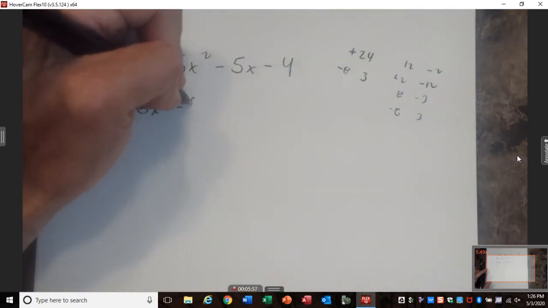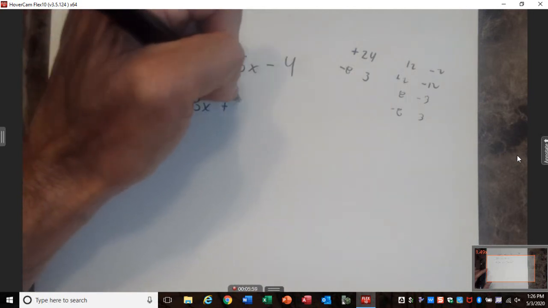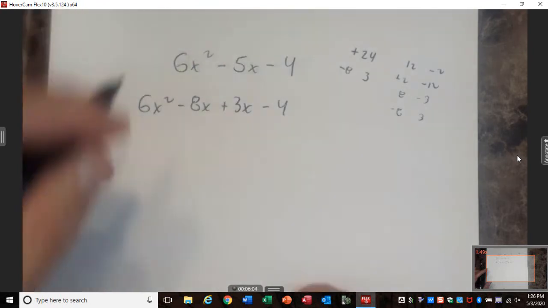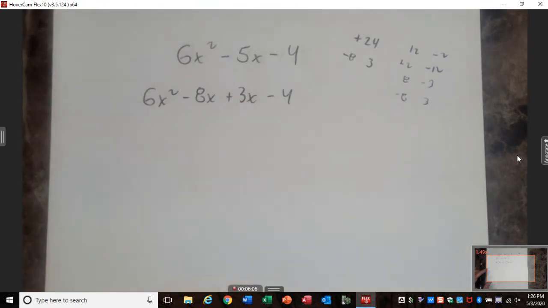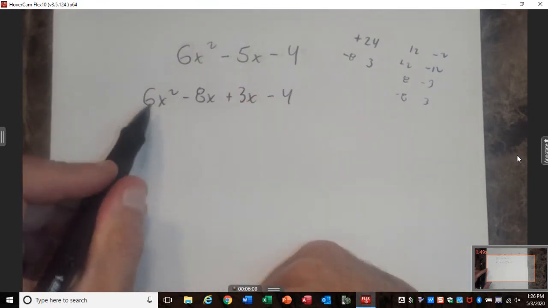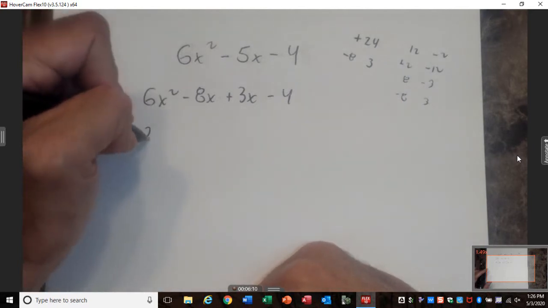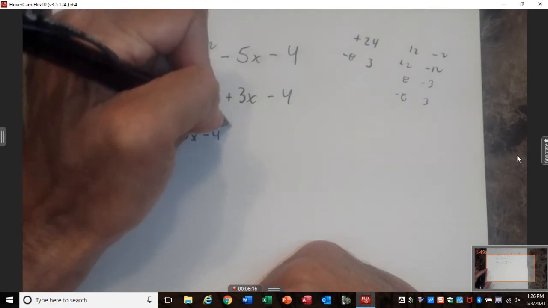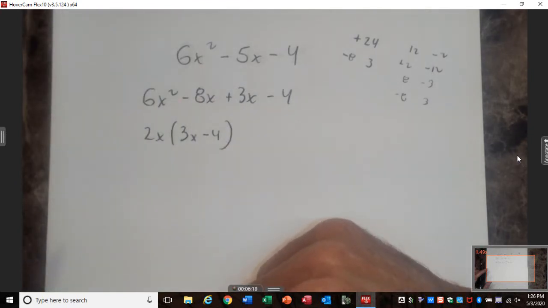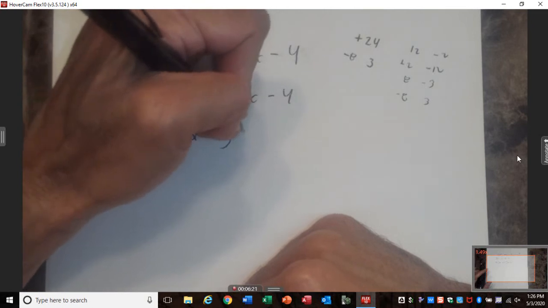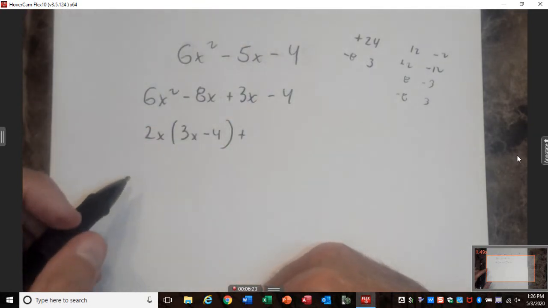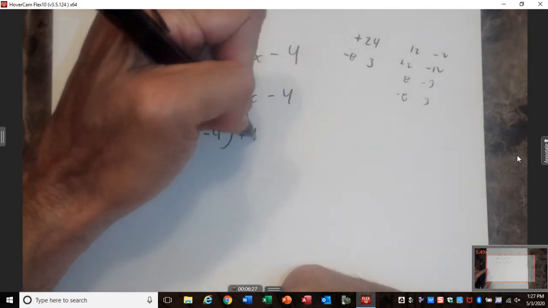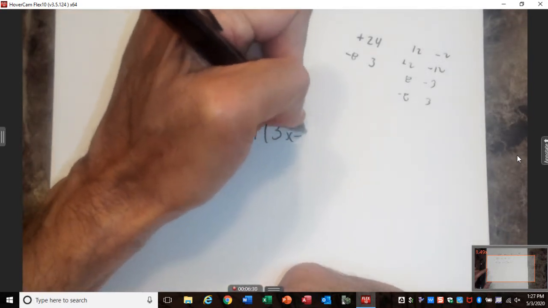So we're going to go -8x plus 3x. See, there's your -5x. Okay, and then -4. You'll get this, I promise you. Okay, what's common here is 2x, and then we'll go 3x minus 4. And then, plus, well, what's common here? Just a 1, right? And then you have another 3x minus 4.